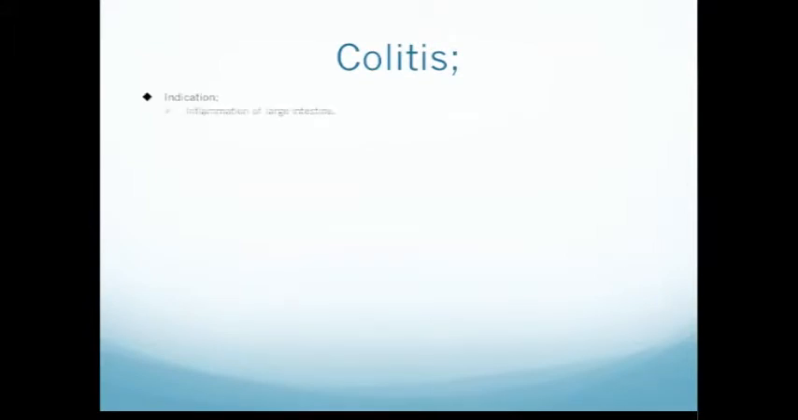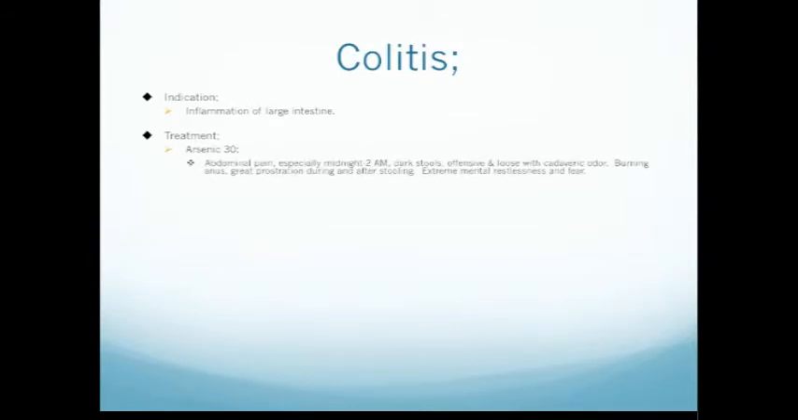Colitis. This is an inflammation of the large intestine. The initial remedy to try would be Arsenic 30. This is good for abdominal pain, especially after 2 a.m., dark stools, offensive and loose stools with a cadaveric odor. There's a burning around the anus, great prostration before, during, and after stooling, extreme mental restlessness and fear.